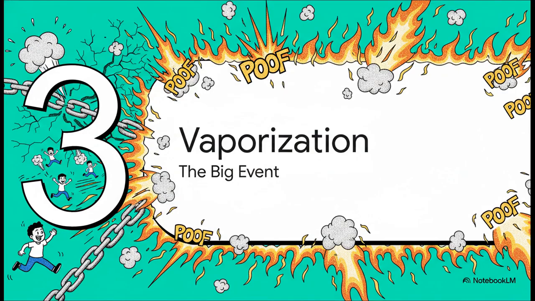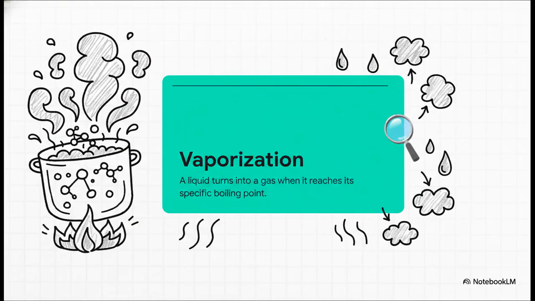Okay, so if evaporation is the quiet, sneaky escape, then what happens when you crank up the heat and add a ton of energy? Well, that's when you get vaporization. This isn't a quiet escape. It's a loud, all-out jailbreak. And the definition here is just as specific. Vaporization is also a liquid turning into a gas, and here's the huge difference, it only happens when the entire liquid hits a very specific temperature, its boiling point. For water, that's 100 degrees Celsius or 212 Fahrenheit.